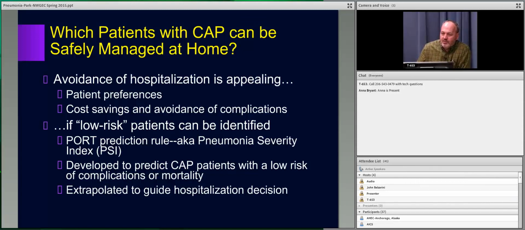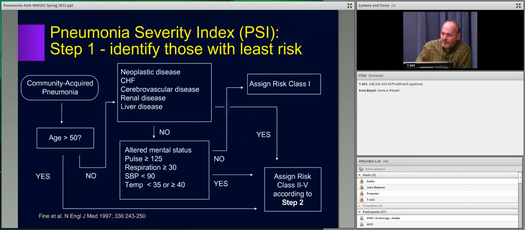And this is how the PORT prediction rule, or the pneumonia severity index, came to be. I think it was a Medicare population, a huge administrative database. And they were really looking for ways to identify people with pneumonia who had a very low risk of complications. And that's subsequently, maybe appropriately, been extrapolated to guide hospitalization decisions.